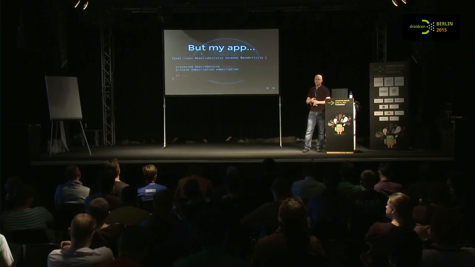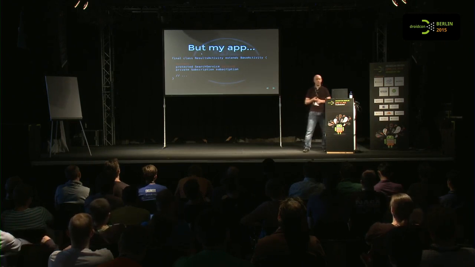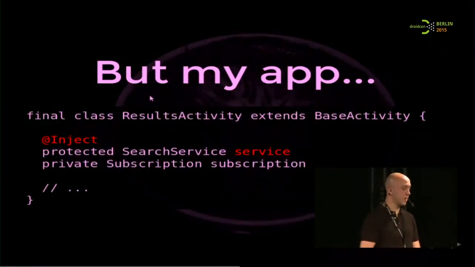And to make tests easy, you cannot instantiate this service in your UI code, in your activity or fragment or presenter. You have to inject it. You have to use dependency inversion. So in my case, I'm using Dagger to inject services in UI code, in activities.